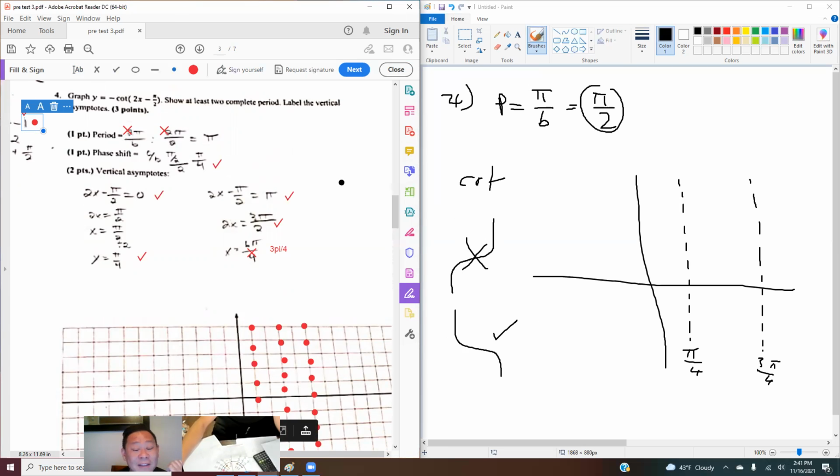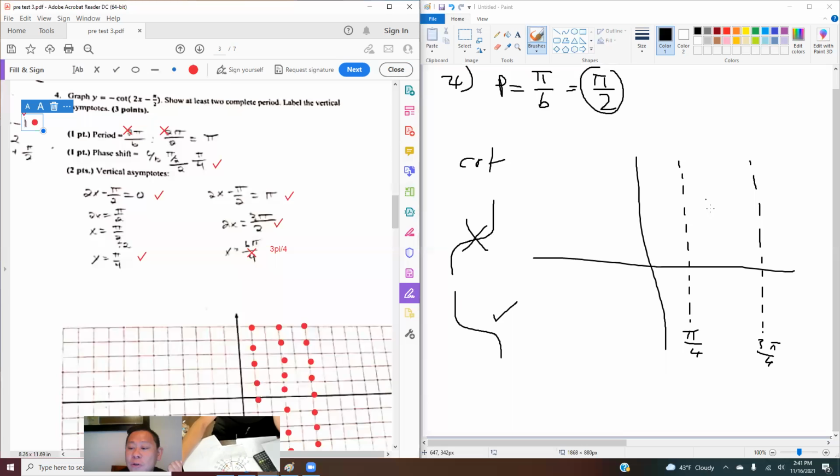Because your A has a -1. So what happens is originally right in the middle is 0, 0. Right in the middle of the middle is 1, and right in the middle of the middle is -1 on the other side. Since your A in this case is -1, this will become -1, this is still 0, and this will become +1. So your cotangent graph in this case will look something like this.